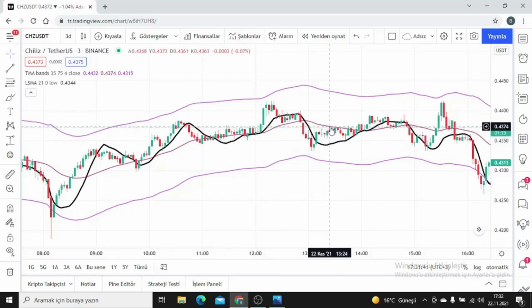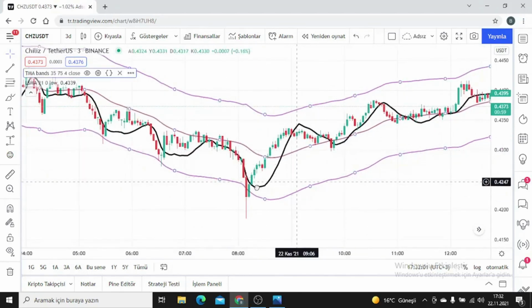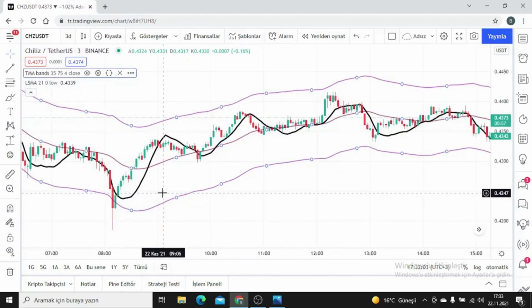Here again, this time the price is closing above the SMA and we can set the middle band of the TMA here as the take profit zone. So here, after a breakdown, that is, after the candle closes above the band, friends, we can put a sell order in the middle band and expect the order to sell from there. I wanted to tell you that.